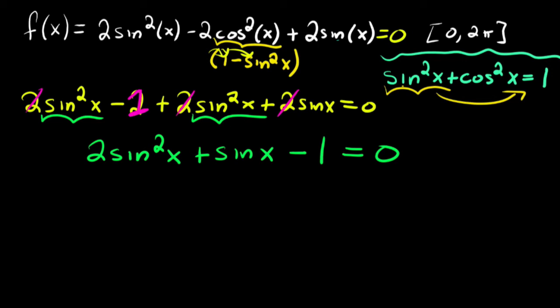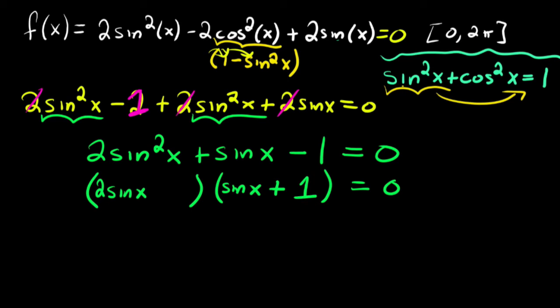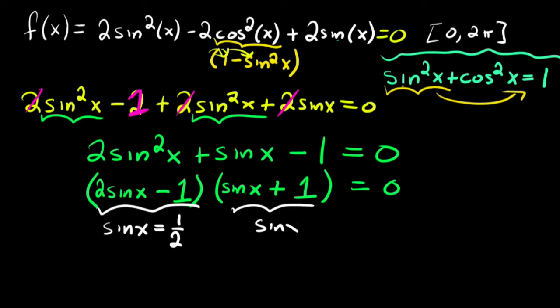Okay, now this guy is a form of a quadratic, so we can probably factor it. I would need a 2 sine x and a sine x. And then to get a negative 1, you could do a plus 1 over here and a minus 1 over here. So then when we multiply 2 sine x times 1 and minus 1 times sine x, that would give us the middle sine of x. So then what I'm solving is sine of x equals 1/2 and sine of x equals negative 1. Okay, so I can do that.